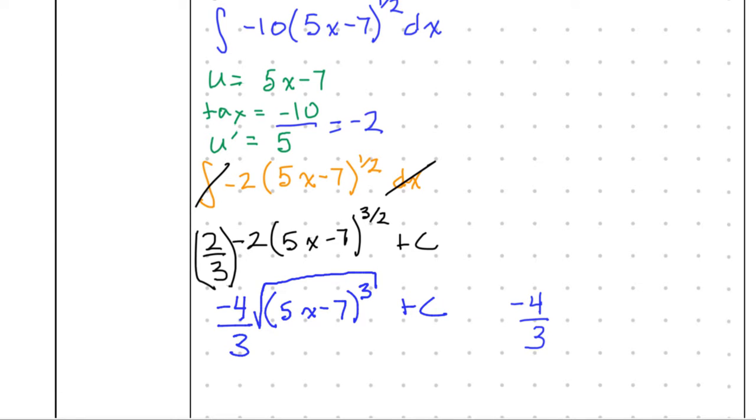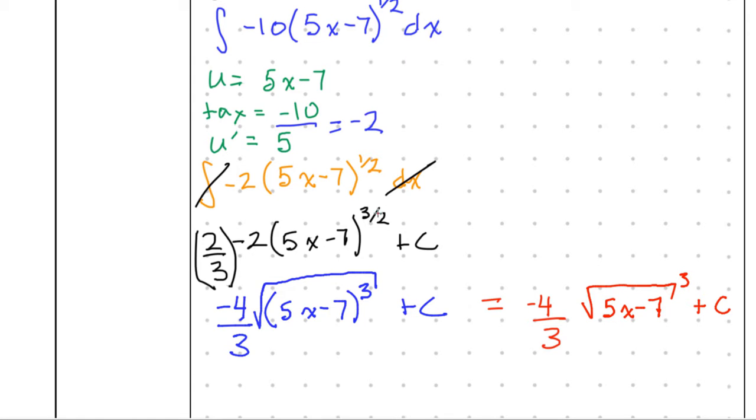Maybe I should do this as a different color. It's the exact same as negative 4/3, which is still the same. And you can also do it like this. The square root of 5x minus 7 to the power of 3 like that, plus c. Both of those are the same, whichever you prefer.